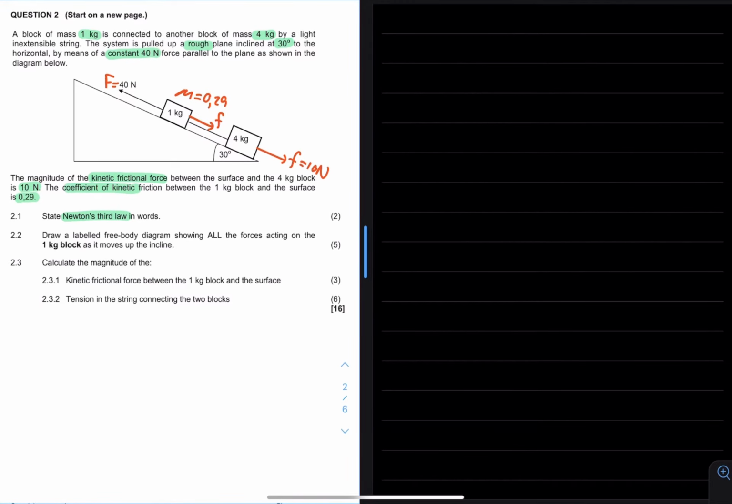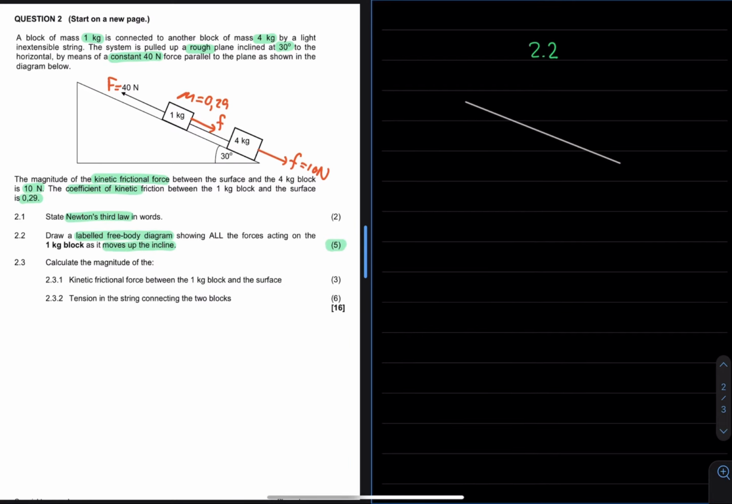2.2 asks to draw a labeled free body diagram showing all the forces acting on the 1 kilogram block as it moves up the incline, for a total of 5 marks. So remember that you can always draw the inclined plane when you have bodies on an inclined plane. For the 1 kilogram block, we have the normal force, gravity, an applied force, friction, as well as tension.